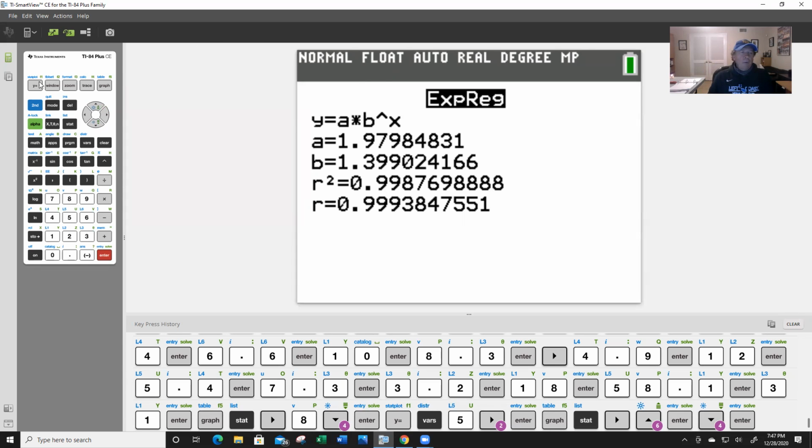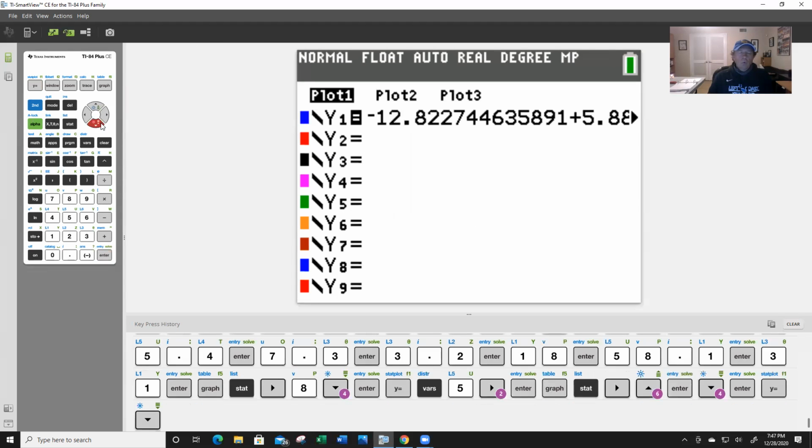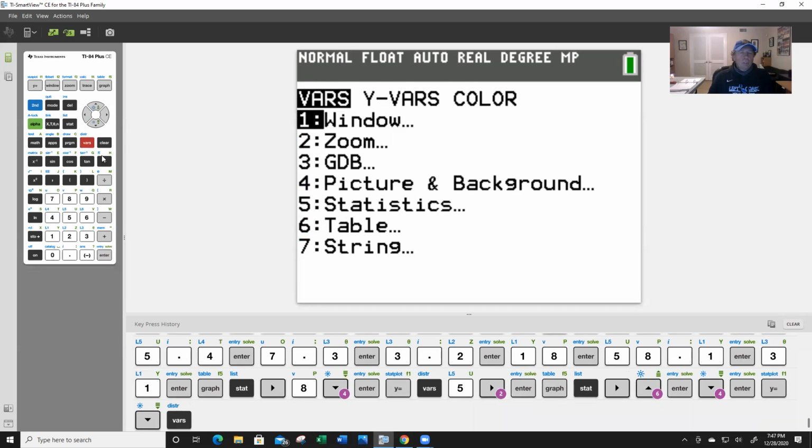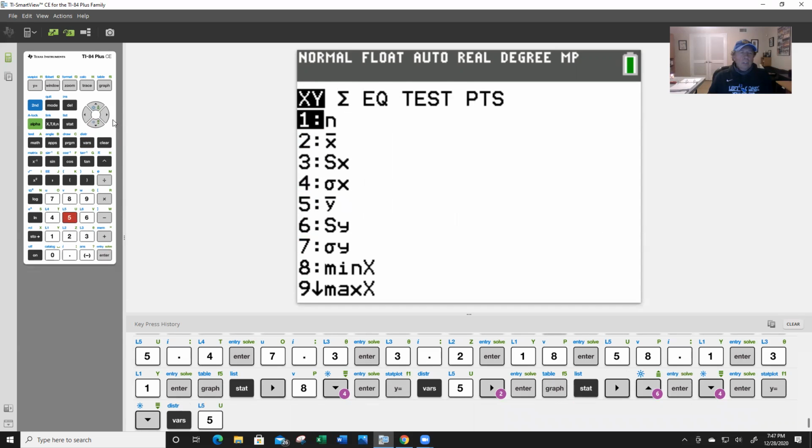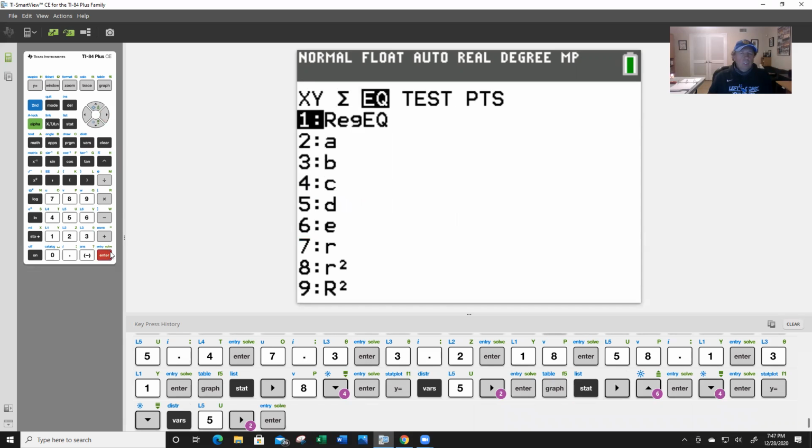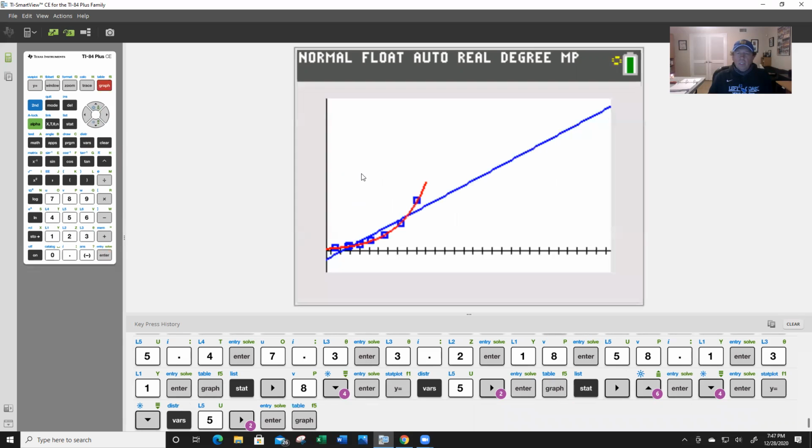Okay, I'm going to graph that one. Y equals, go to Y2, vars, statistics, equation, the last regression equation, which I just did. And yeah, that's that. The red line's really a good fit. Okay, it had a high R squared.